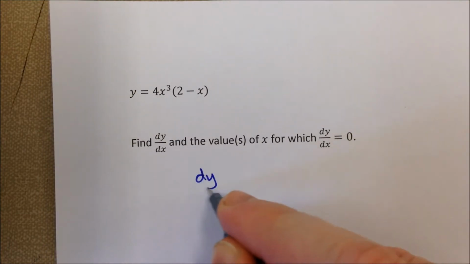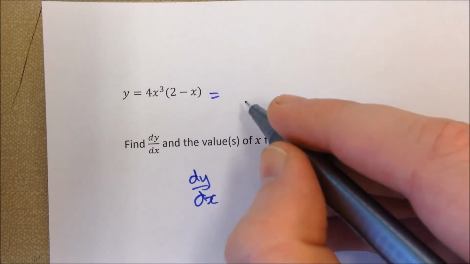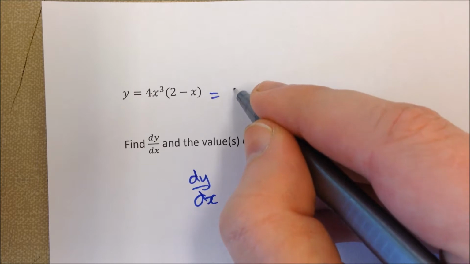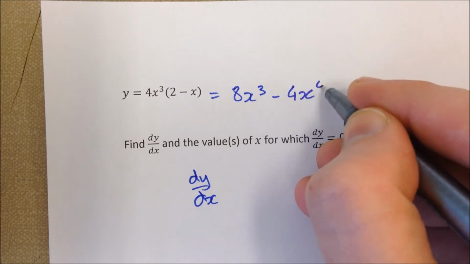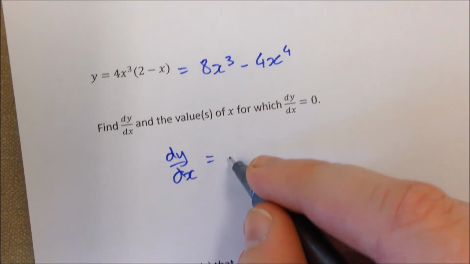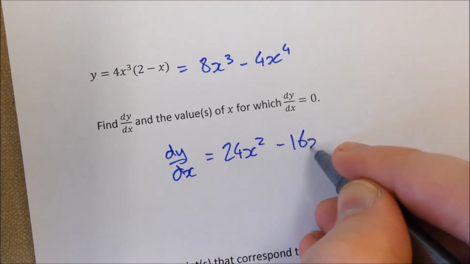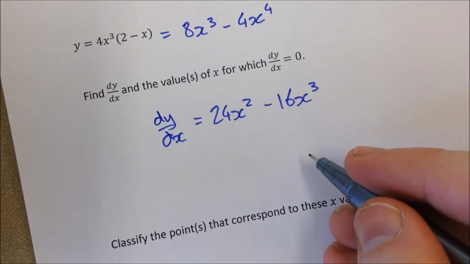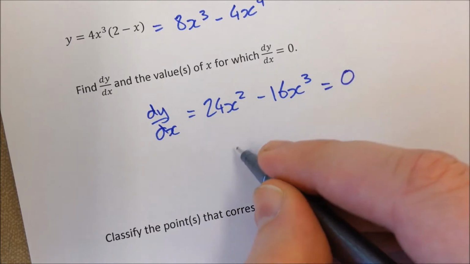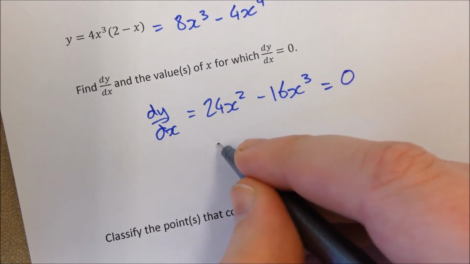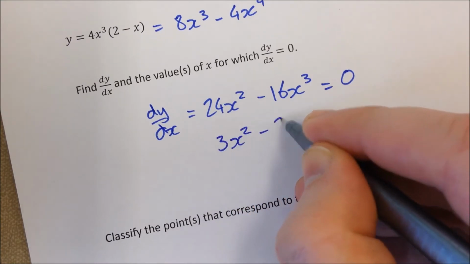Okay, differentiate. Right, it would help if this was in a form that didn't have this bracket in, so it would be 8x cubed, take away 4x to the 4. So this is going to be 24x squared, take away 16x cubed. We set that equal to 0, and then divide by 8, so that would be 3x squared, take away 2x cubed.